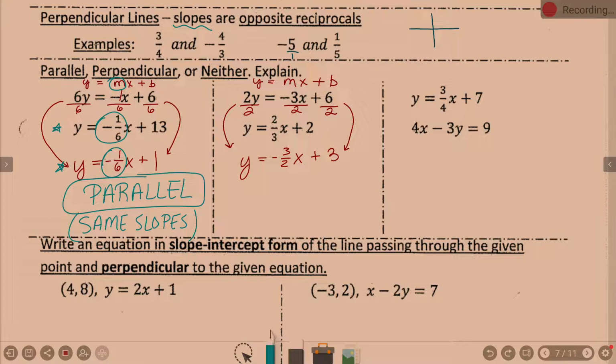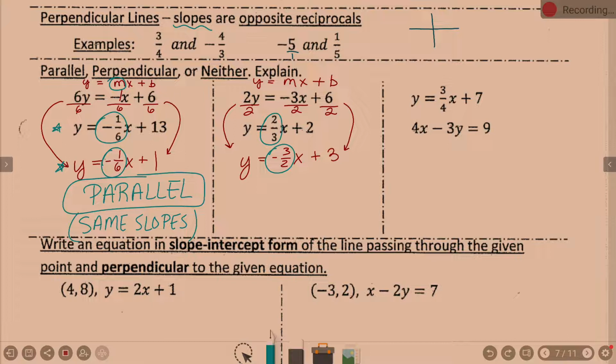What's the slope of that line we just found? Negative 3 halves. So it's not the same, not parallel. Okay. What's the slope of the other line? 2/3. Okay, so we have a slope of 2 over 3 and a slope of negative 3 over 2. I agree, not parallel. So then my choices, because they're not the same, are perpendicular or neither.